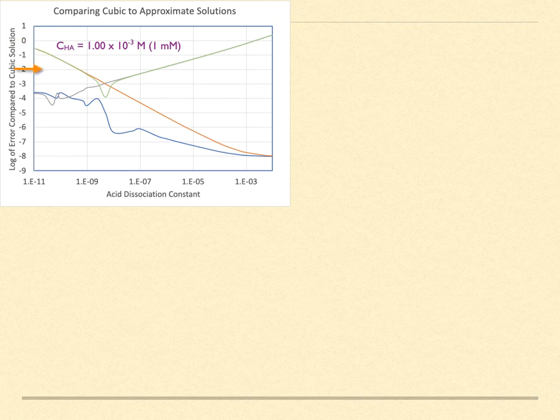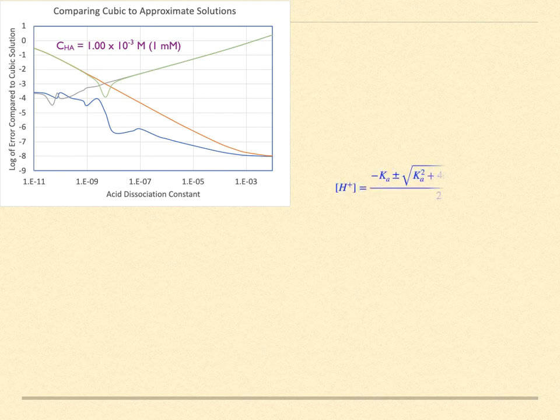A value of -2 would correspond to a difference of about 1%. Not too bad. A value of -8, the difference is in the parts per billion range, not worth mentioning at all. But if the result is above 0, the approximation solution is really bad in this range.